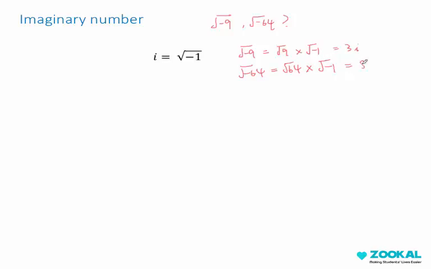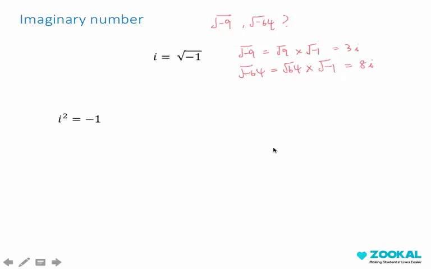So, let's start. Have you ever wondered if square root of -9 or square root of -64 even exist? Yes, they do, and we represent them with the imaginary number i, which equals square root of -1. So square root of -9 equals square root of 9 times square root of -1. So you get 3i. Square root of -64 equals square root of 64 times square root of -1 equals 8i.